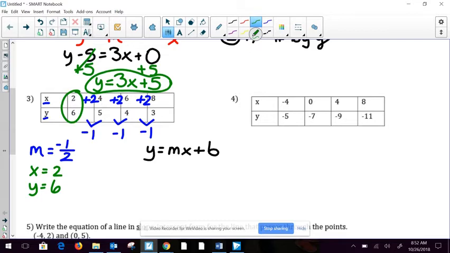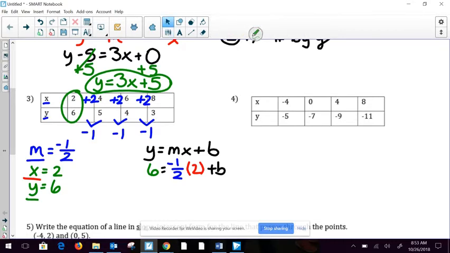So for the y, which number is y? Awesome. That number is 6, is equal to. For my m, which number is the m? Right, it's -1/2. And finally, for my x value, which number is x? Awesome, that's a 2. So remember, mx is m times x, and I still have that plus b that I'm working to find. From here, in 2 quick and easy steps, we can figure out what our answer is.